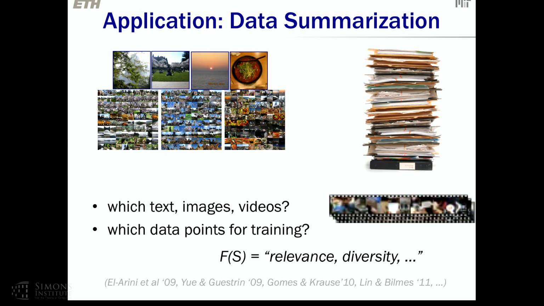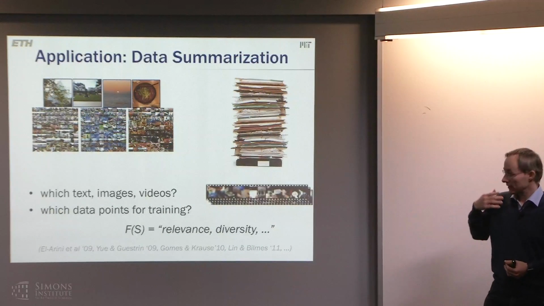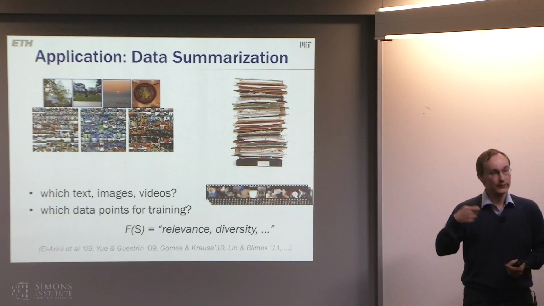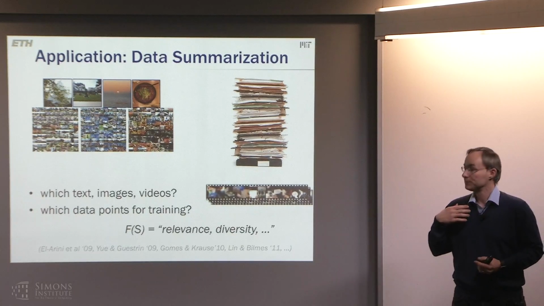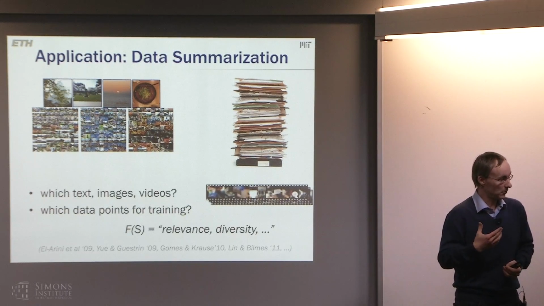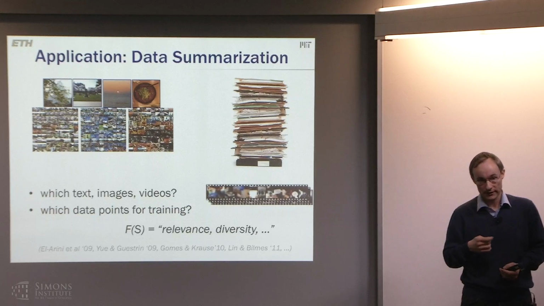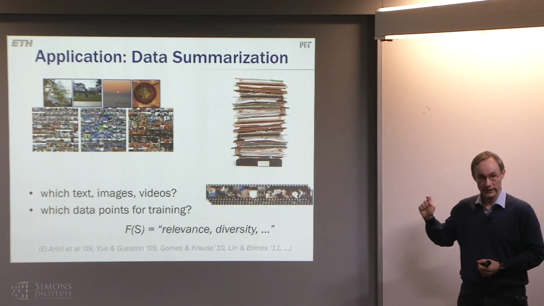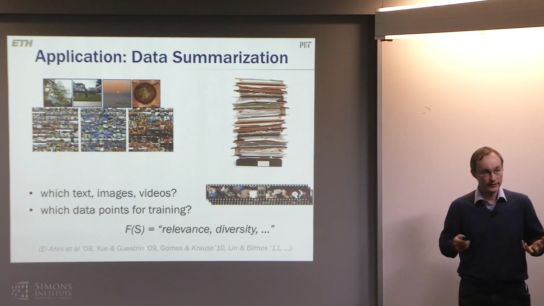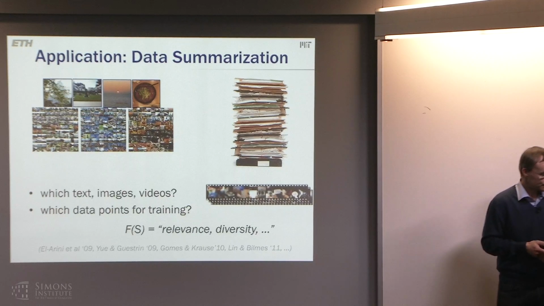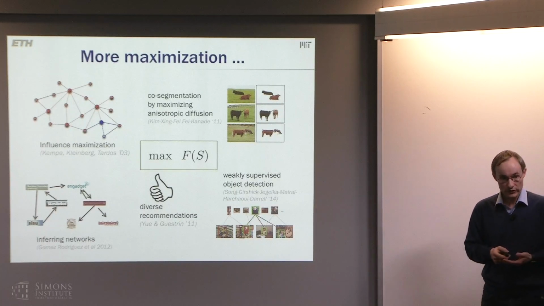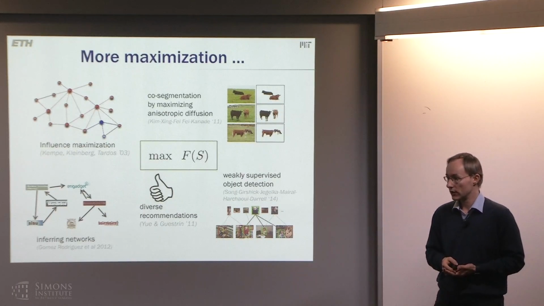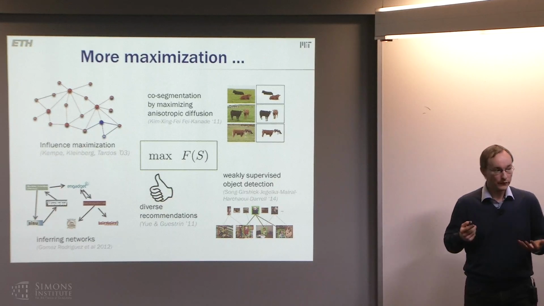There's lots of concrete objective functions that quantify notions like relevance, diversity, reliability for these types of problems. You've seen some examples in the first part. I will not discuss too much concrete examples of these problems. So these are the motivating examples. But there's many more applications of submodular function maximization. Stephanie talked about several of them before.